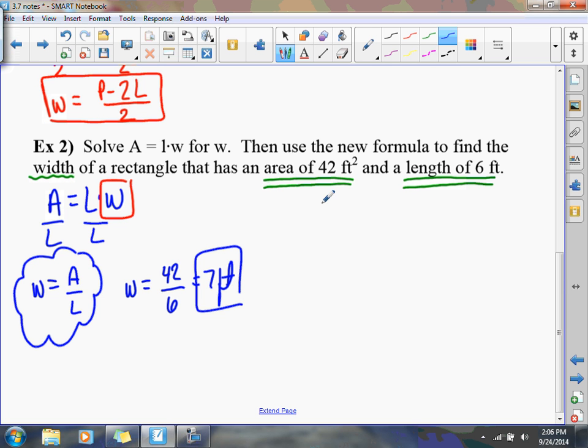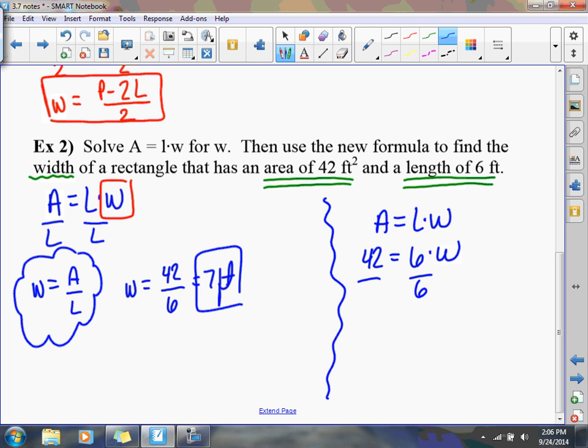Now we could solve this problem using just area equals length times width. If they tell you the area is 42 and the length is 6, you're still solving this equation for W. So you would divide both sides by 6 and you still get 7. So all we're really doing, instead of plugging the numbers in first and then solving, is solving first for W and then plugging the numbers in. So it's 2 ways to get the same answer.